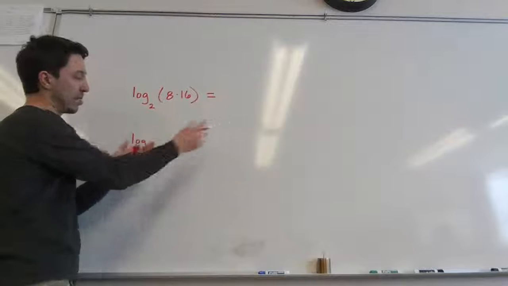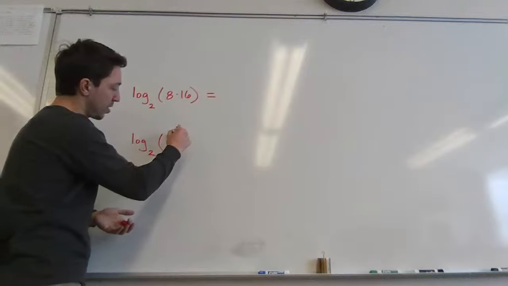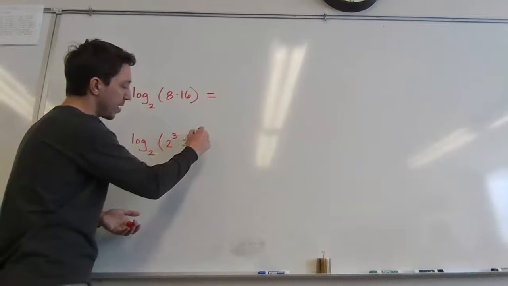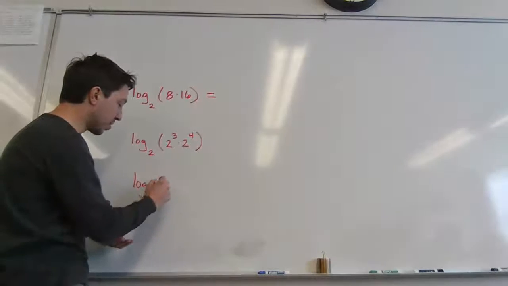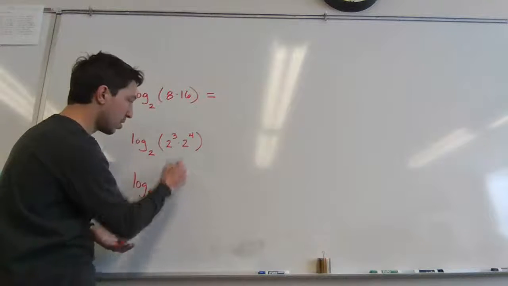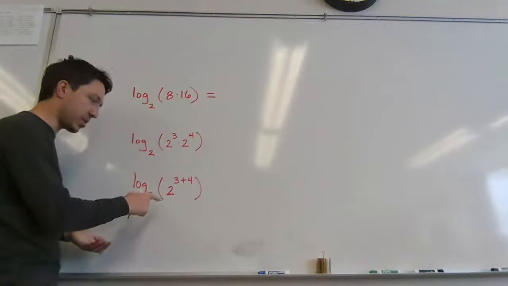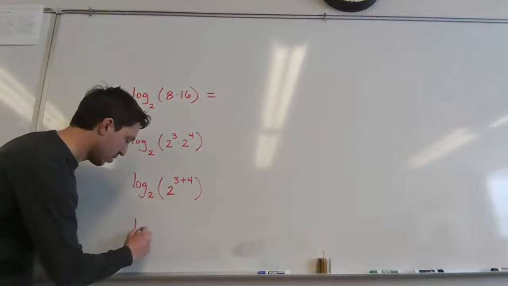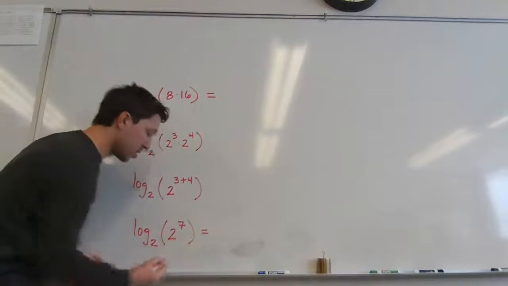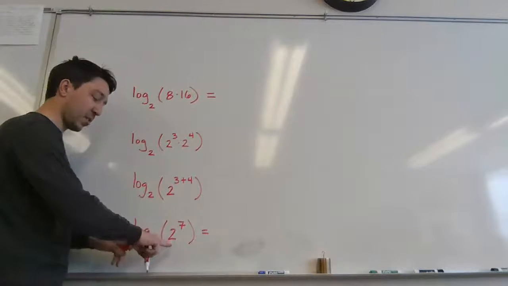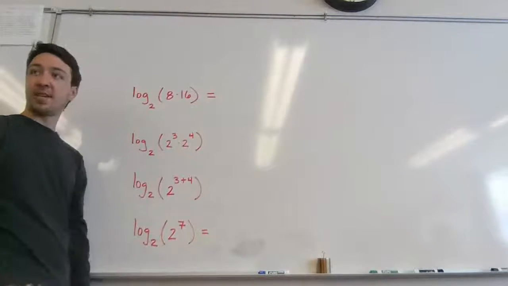My argument would be, well, let's see. 8 times 16 is like saying 2 to the 3rd times 2 to the 4th, right? Make sense? So then what happens to those exponents? They add up, right? You get 3 plus 4. And so then let's answer this question. Log base 2 of 2 to the 7th is what? Don't overthink it. 2 to the 7th would make 2 to the 7th, right?